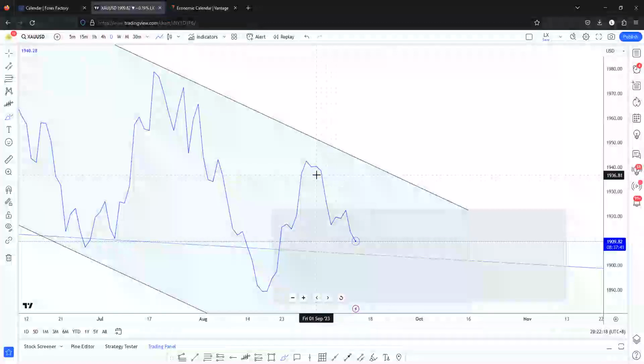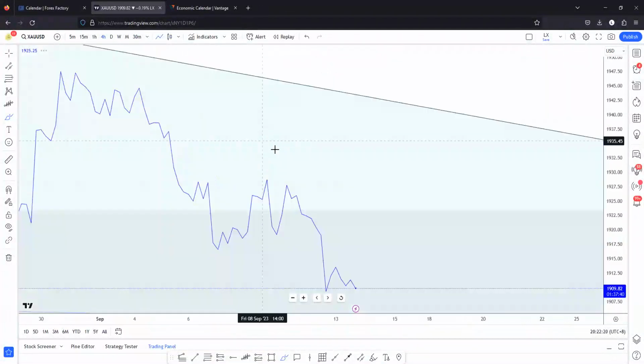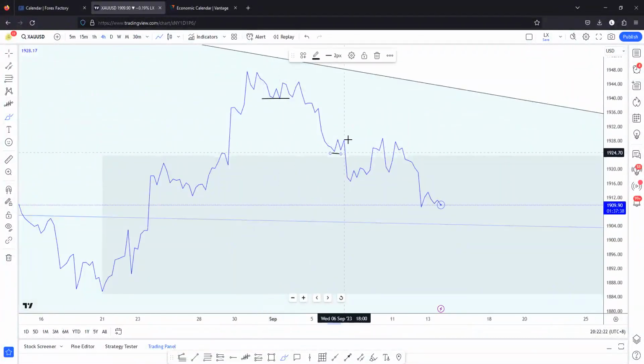Even if I were to put these levels in, you can see on the 4 hours and daily that the structure is still bearish. So price did not break above the high. You can see that just in terms of the structure.